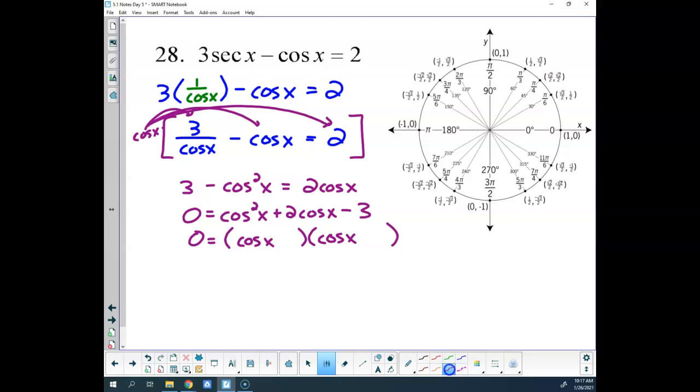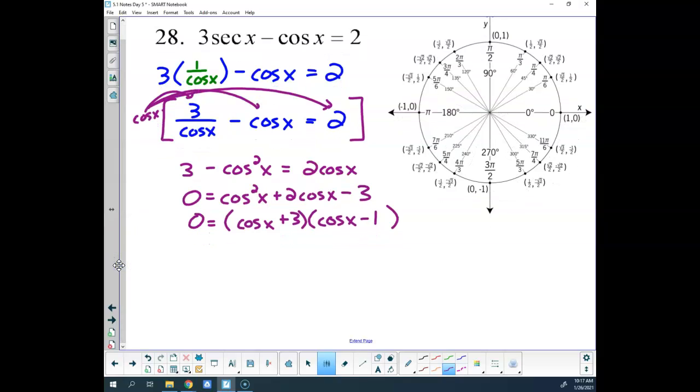Two numbers that multiply together to be negative 3 and add together to be positive 2. Negative 1 and negative 3 multiply together to be positive 3. Positive 3 and negative 1. And shabam, we be factored.